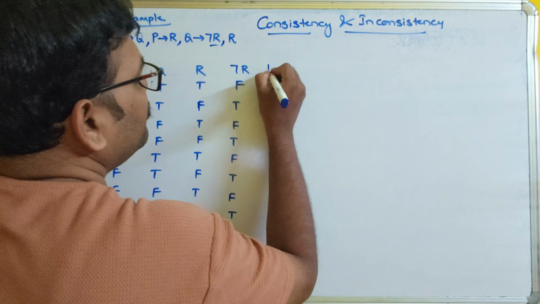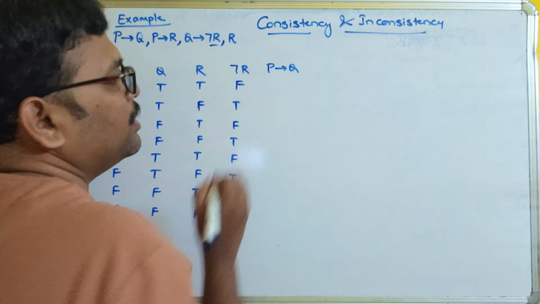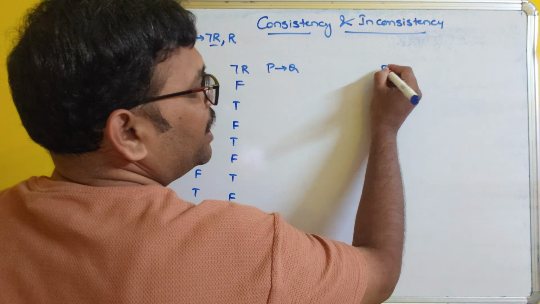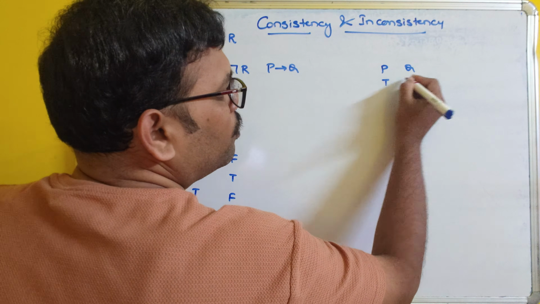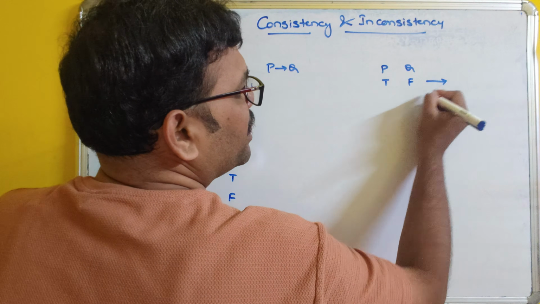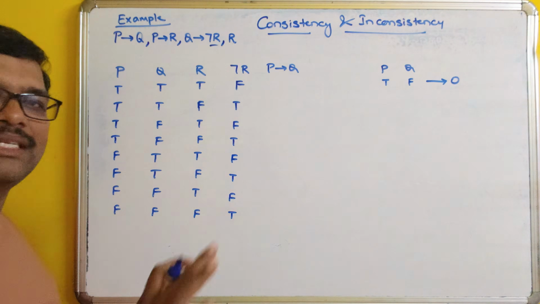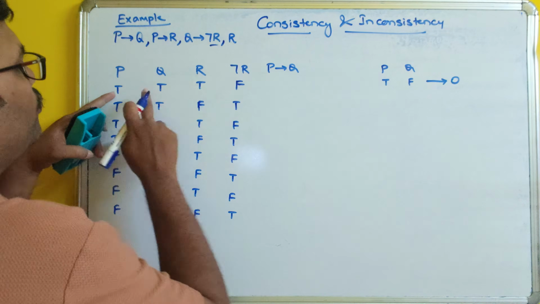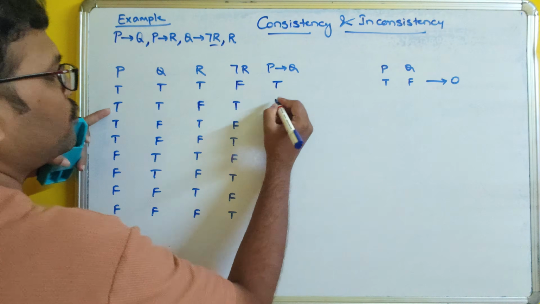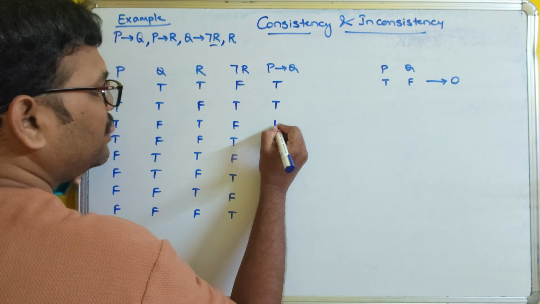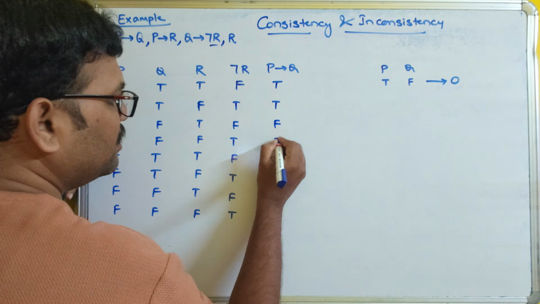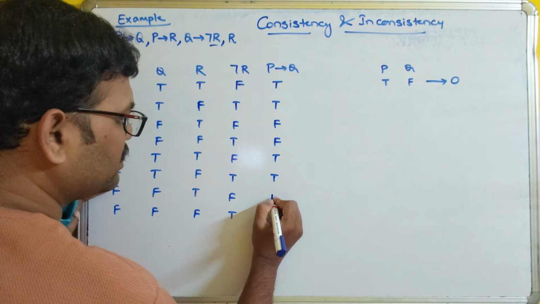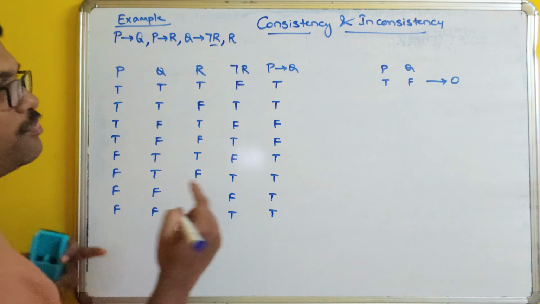Now let us see P implies Q. P implies Q, if then. Whenever P is true and Q is false, it becomes 0. In all other cases, it becomes 1. So for PQ: true, true, it is true; true, true, again true; true, false, it is false; again true, false, it is false; false, true, true; false, true, true; and also false, false, true.